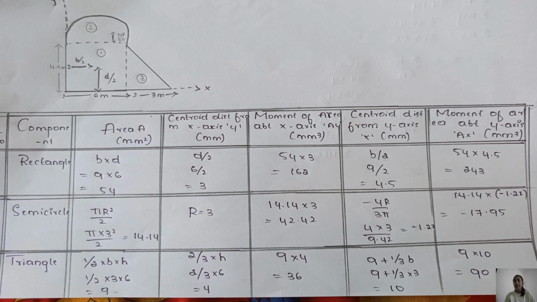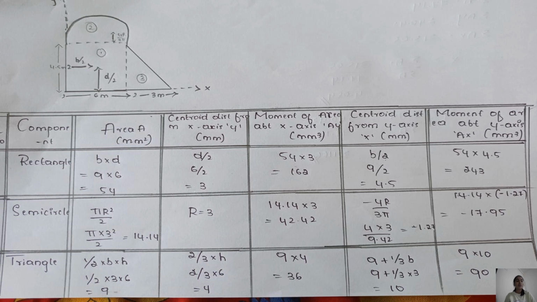Centroid distance from y-axis is minus 4r by 3 pi. R value we already know is 3. 4 into 3 divided by 9.42 equals minus 1.27. Next, moment of area about y-axis ax, that is area into centroid distance from y-axis, equals 14.14 into minus 1.27, that equals minus 17.95.